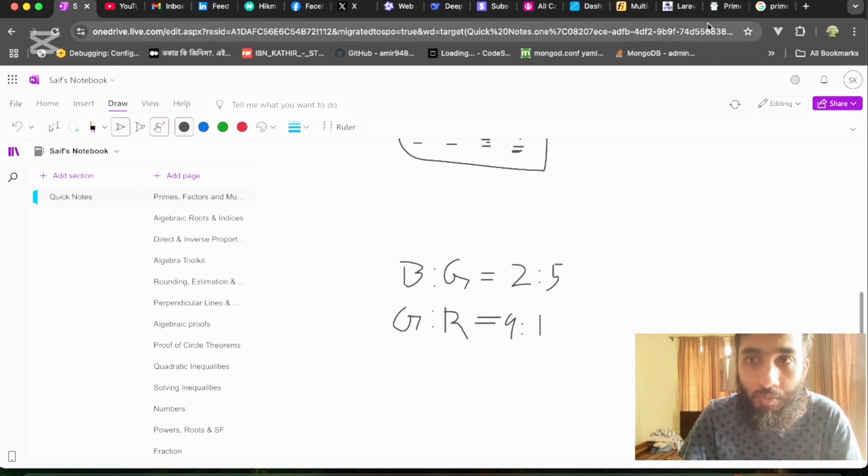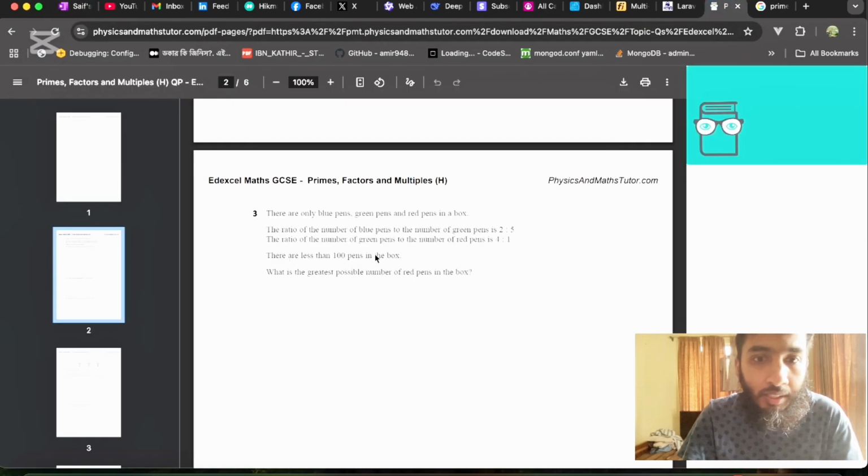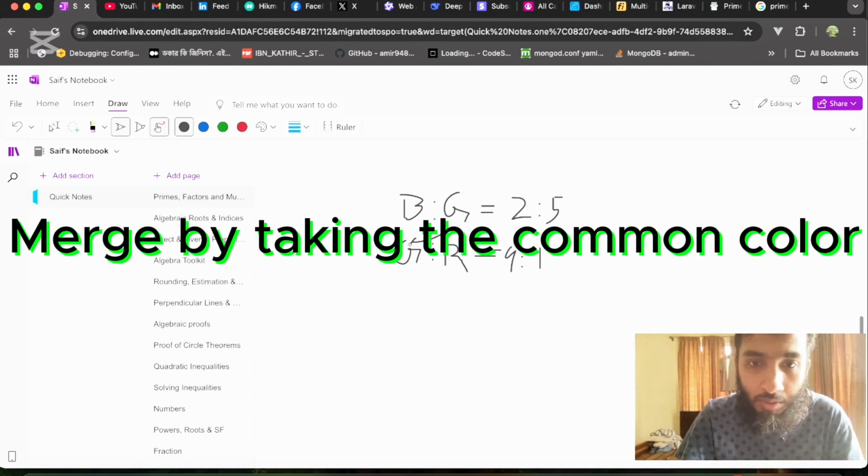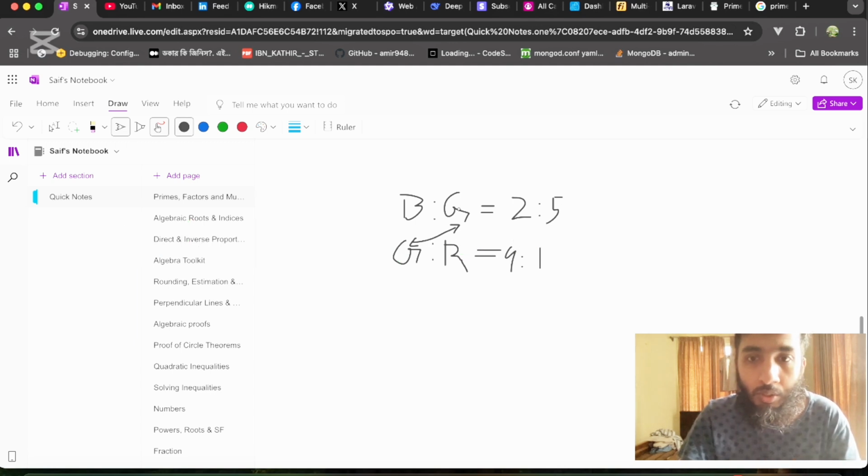The ratio is 4:1, and there are less than 100 pens in the box. I can merge the ratios because there is a common element, which is green. So how can I do that? If I multiply the first ratio by 4 and the second ratio by 5, I get what?